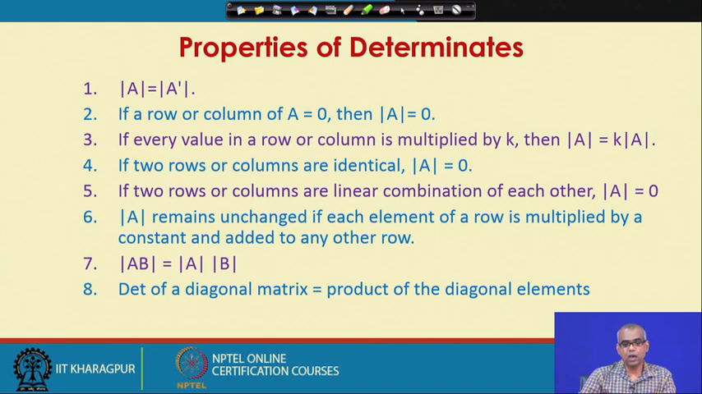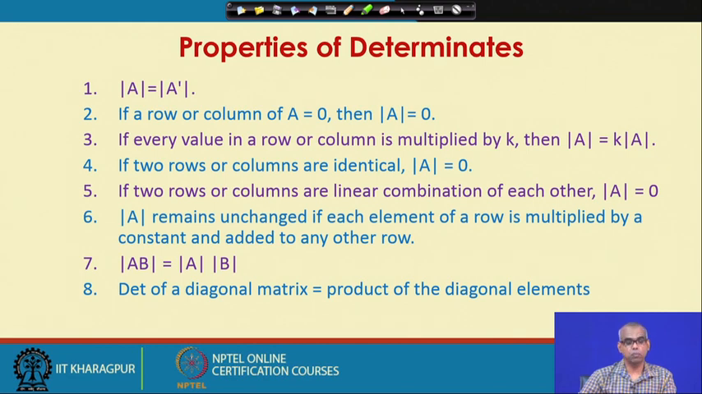If a row or column of matrix A equal to 0, then the determinant of A equal to 0. If every value in a row or column is multiplied by, say, scalar k, then the determinant of A equal to the scalar k times the determinant of A. If two rows or columns are identical, the determinant of A equal to 0. If two rows or columns are linear combination of each other, determinant of A equal to 0. Determinant of A remains unchanged if each element of a row is multiplied by a constant and added to any other row.